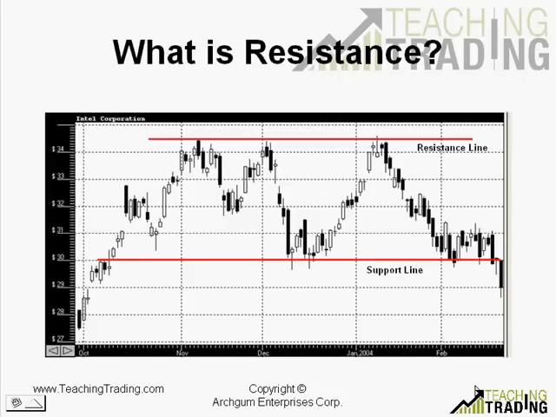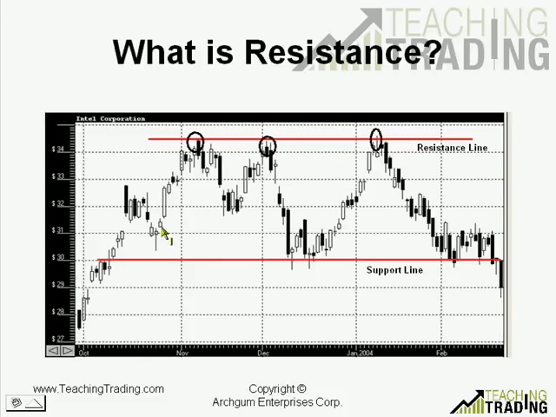So here we have an example of the resistance line, represented by the red line at the top. Now to draw the resistance, you connect at least two intermittent highs. So we have an intermittent high here. We have another one here. And we have a third one here.